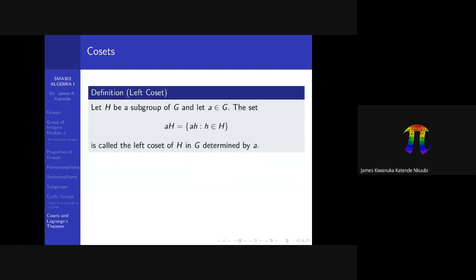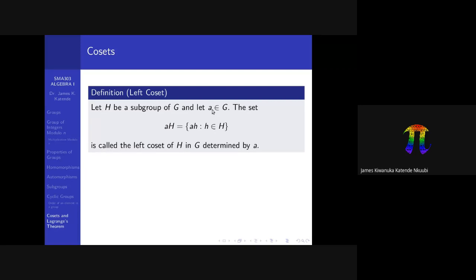Okay, so now we move to a new topic. We are going to define cosets and do some work on cosets. So the first definition we have is we define a left coset. Let H be a subgroup of G and let a be an element of G. So we define this set aH, which is equal to {ah}, where h is an element in the subgroup. So this set is simply called the left coset of H in G determined by a.